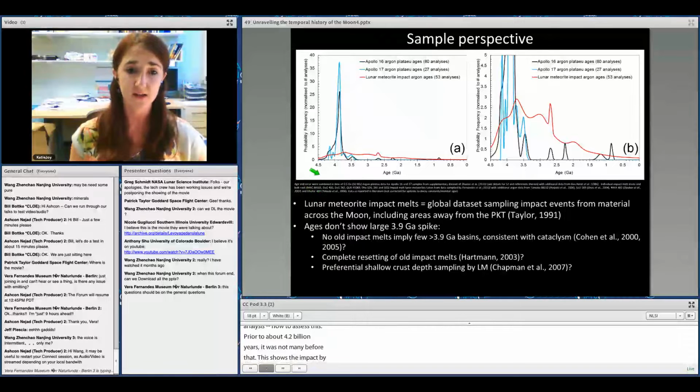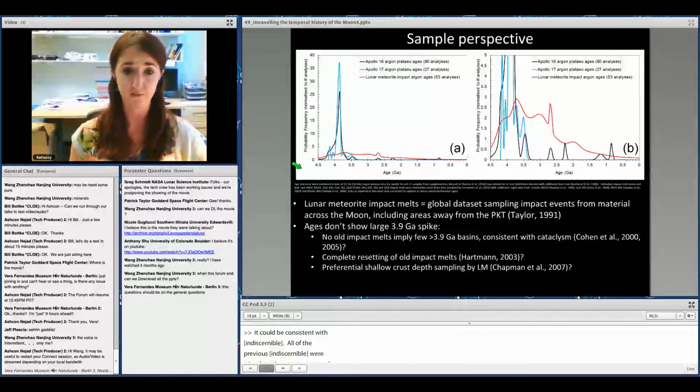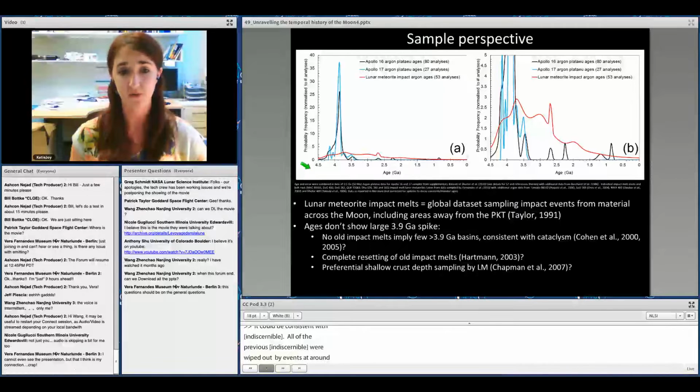However, there are several different interpretations of this particular record. Either it could be consistent with the idea that there is a cataclysm and that all of the previous older age basins were wiped out by events at around 3.9 billion years, or perhaps the record we're having from lunar meteorite samples is actually different to those sampled by Apollo.